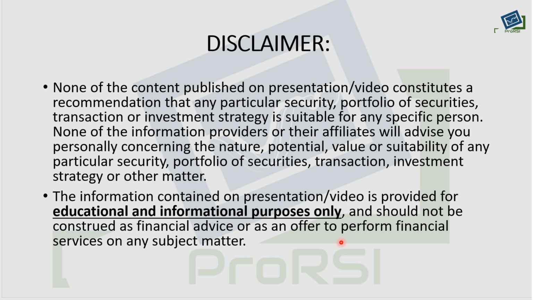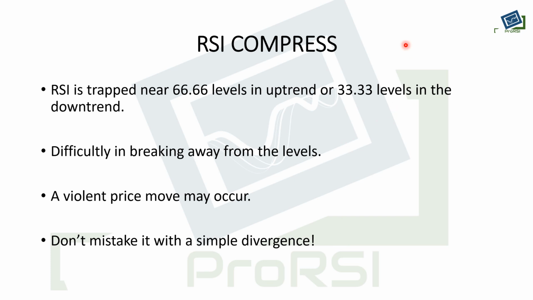And today we are going to see another very important type of pattern that occurs on the RSI, and it is called RSI compress. Now, what it means is that when the RSI is trapped, just keep this word in mind: RSI is trapped near 66.66 levels in an uptrend or 33.33 levels in a downtrend. So this is what RSI compress is.